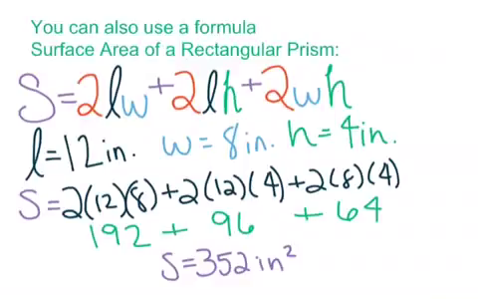Okay, so you should have gotten 352 inches squared. Again, area is always squared. Okay, so this one was using the formula.